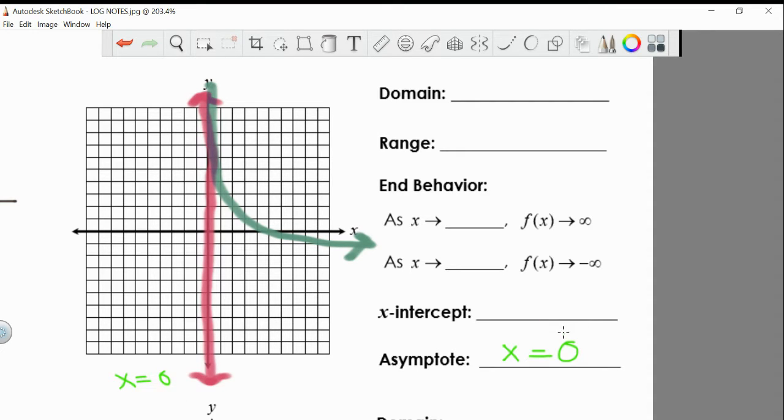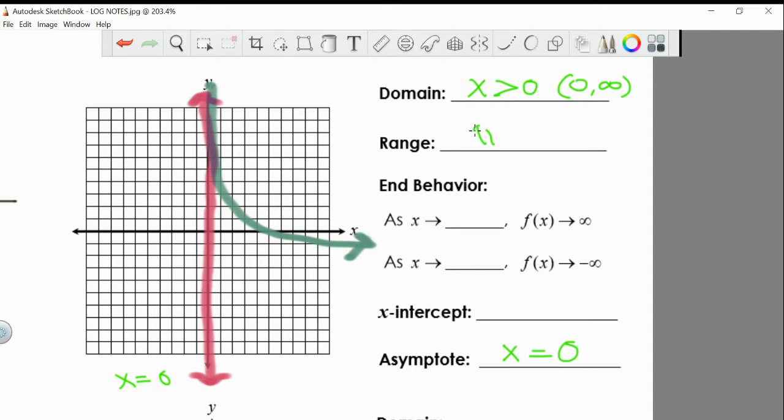Now I know that this 0 is going to be my magic number. Okay? The 0 is going to affect my domain because I'm not less than 0 and I am greater than 0. So I'm going to put x needs to be greater than 0 or something like this.